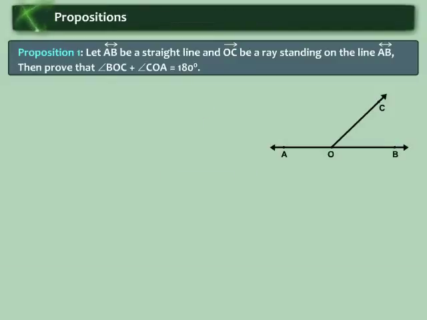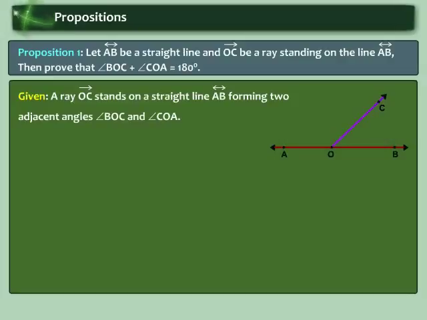Now let's prove some propositions using the axioms and postulates that we have learned. Proposition 1. Let AB be a straight line and OC be a ray standing on the line AB. Then prove that angle BOC plus angle COA is equal to 180 degrees. Given a ray OC stands on a straight line AB, forming two adjacent angles BOC and COA. We have to prove that angle BOC plus angle COA is equal to 180 degrees.